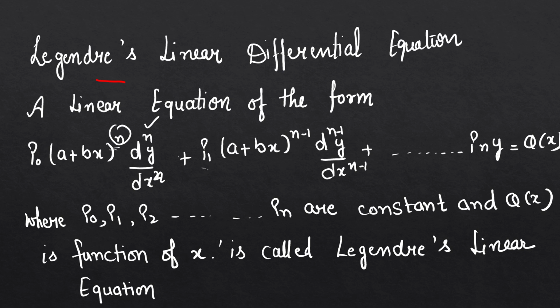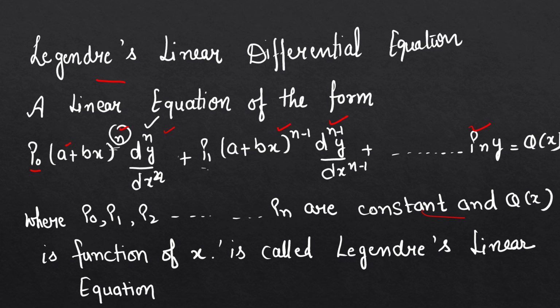First of all, we will see what the type of equation is. In this type of equation, we will write P naught (a plus bx) raised to power n. In Cauchy, what is it? It is x raised to power n. But in this case, we have a constant also, that is (a plus bx) raised to power n, again nth time derivative. Then n minus 1 and n minus 1th time derivative up to so on, p n and y. So what we can say here, p naught, p1, p2, these all are known as constants, where q(x) is a function of x. This is basically known as Legendre's linear differential equation.